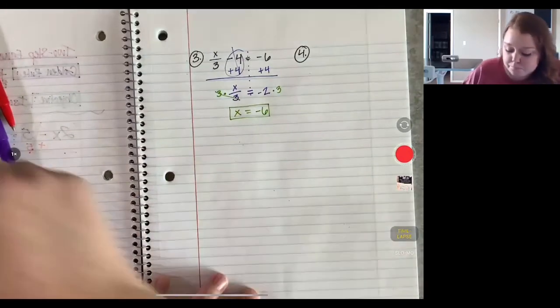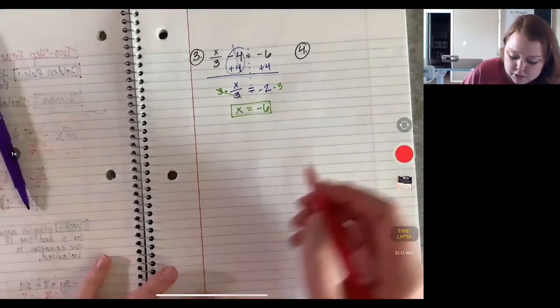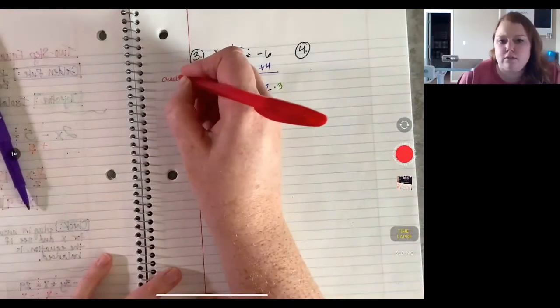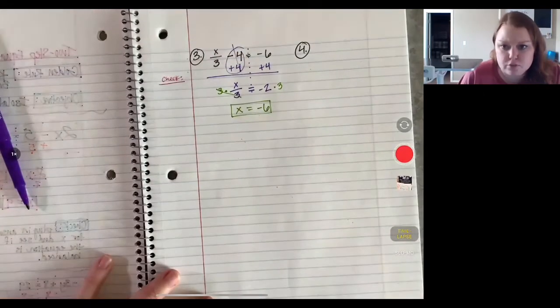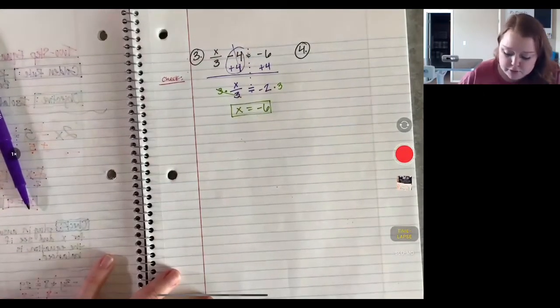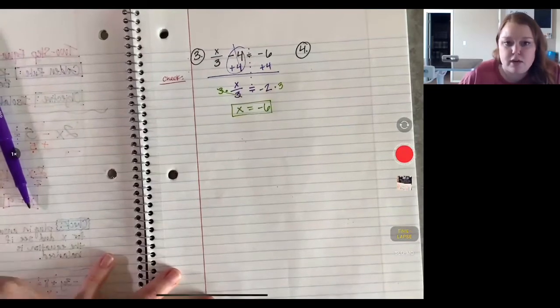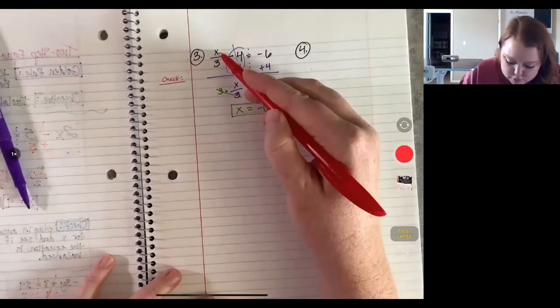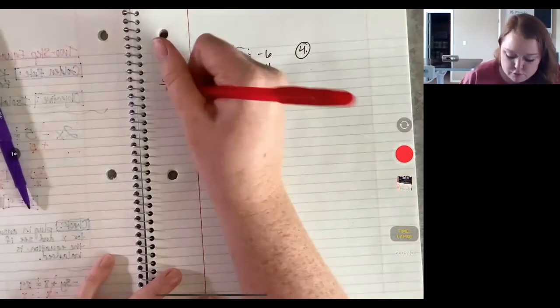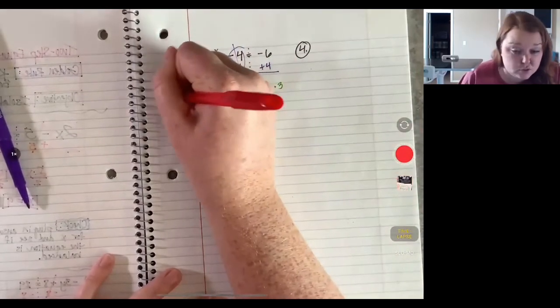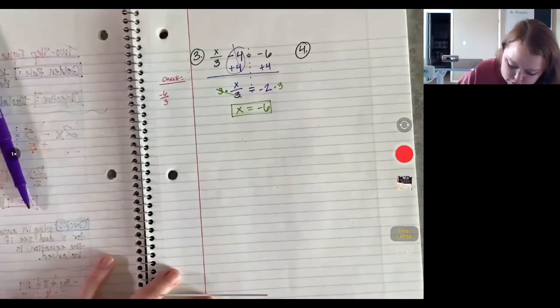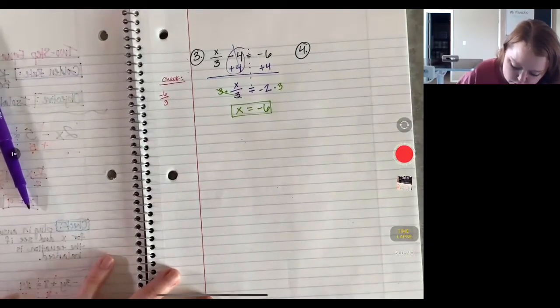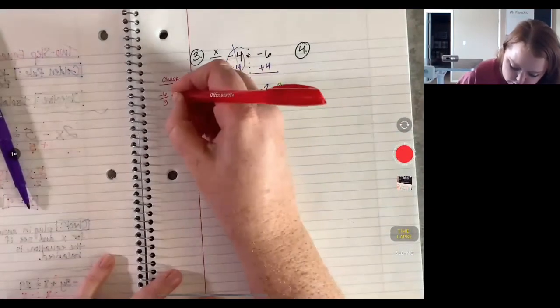Okay, the check. Some kids seem to struggle with the check, so I'm going to ask that you try it on your own. It'll get better, I promise. Basically, you're just plugging in that -6 wherever x was. So I'm going to rewrite it, but instead of x over 3, I have my answer over 3, negative 6 over 3, minus 4 hopefully equals negative 6.